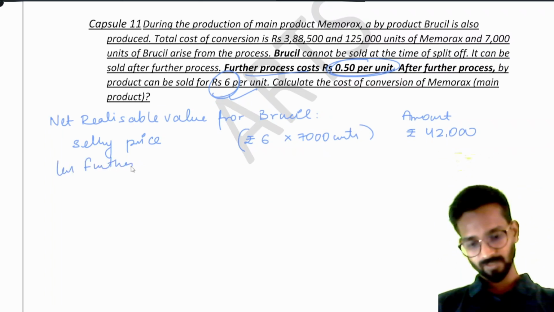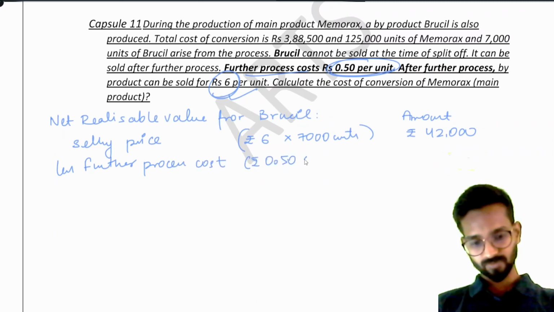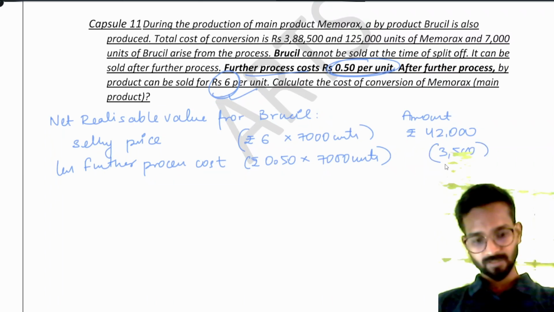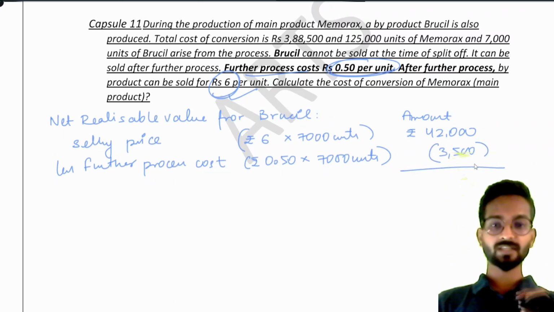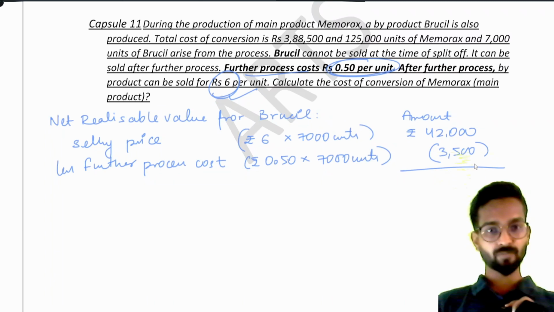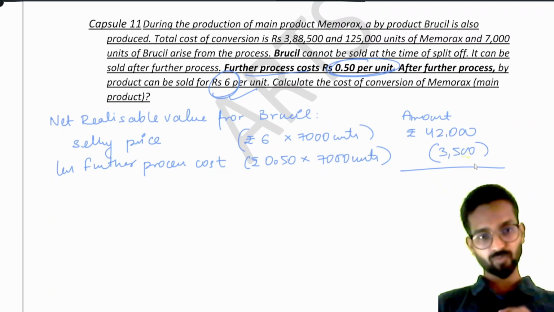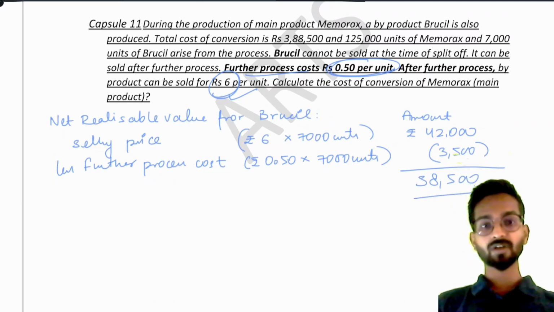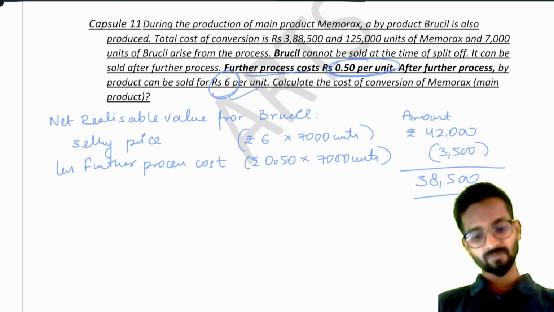Less further process cost, rupees 0.50 on 7,000 units, that will give you 3,500. See, I was supposed to earn 42,000 at the selling price of 6 rupees from Brucil, but I had incurred some cost also, that is 3,500. If I remove that, I will get 38,500 rupees from Brucil. So 38,500 is my net realizable value from Brucil.